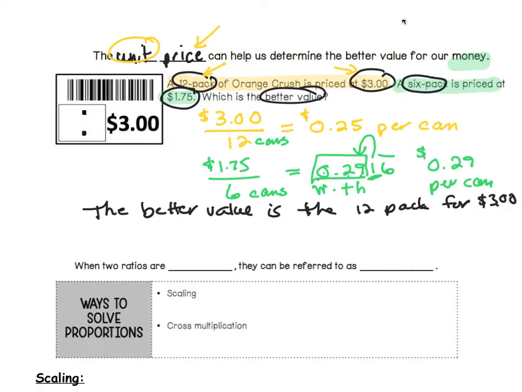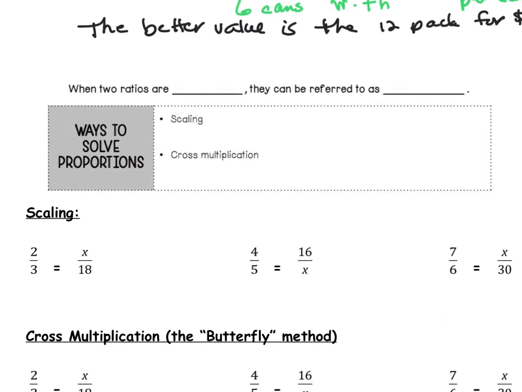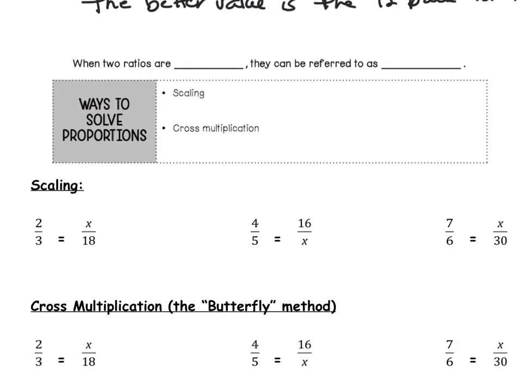All right, let's continue on. We're going to look at our next definition, and it says when two ratios are blank, they can be referred to as blank. So when two ratios are equal, they can be referred to as proportional.